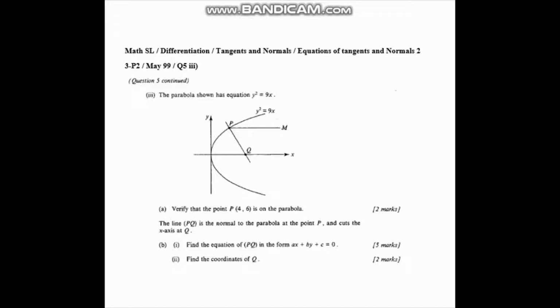So question 3 came in paper 2, May 99, question 5 III. Kindly take a minute and attempt to solve this question. Pause the video and the answer shall follow through shortly.